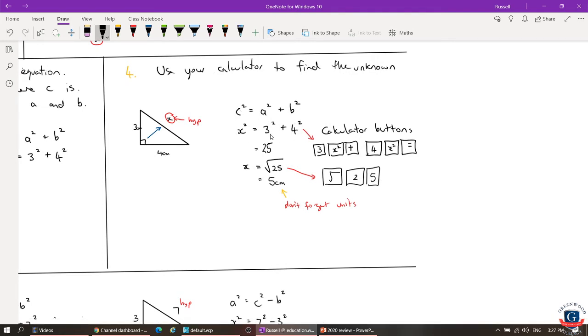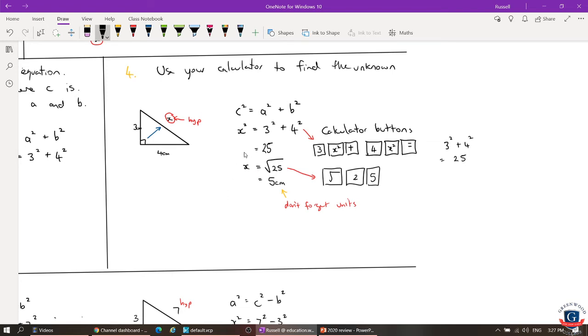So to find the answer for 3 squared plus 4 squared, press 3, press the x squared button, press plus, press 4, press the x squared button, and press equals. What you should end up with on your calculator is 3 squared plus 4 squared, and that will equal 25.